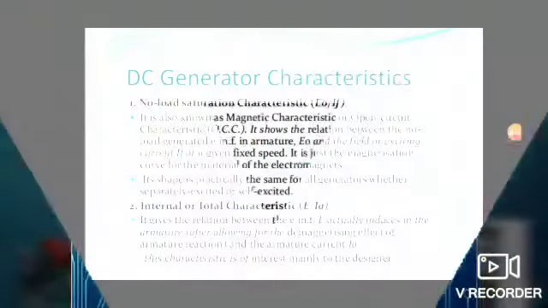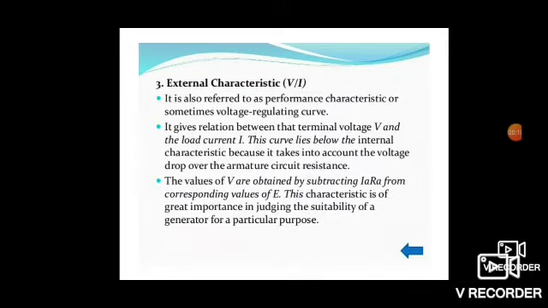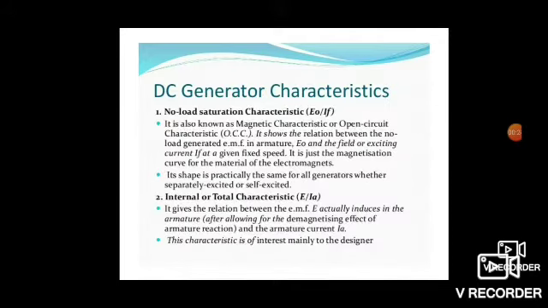In this class we are going to see about DC generator characteristics. It has three characteristics. First one is no load saturation characteristics, that is the graph between E0 and IF. Second one is internal or total characteristics, it is the graph between E and IA, armature current. And third one is external characteristics, that is the graph between terminal voltage V and I. So there are three characteristics for the DC generator. We will see one by one.